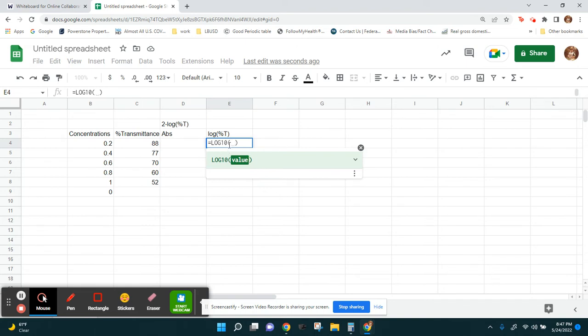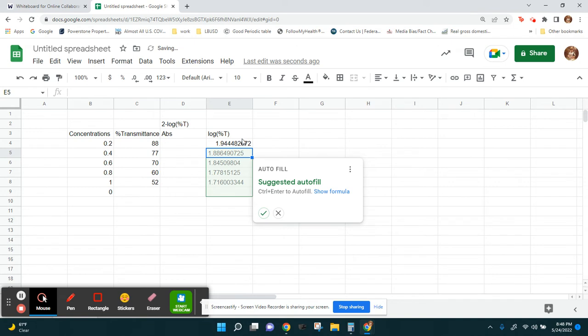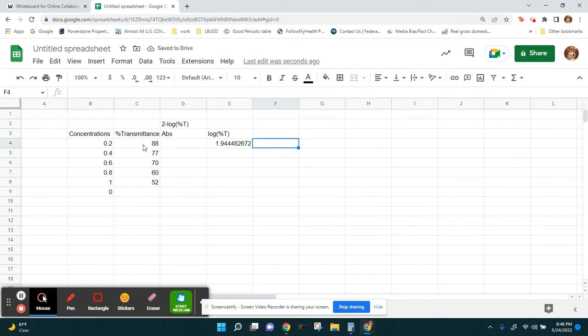And then it's asking you log of what. So you can highlight this cell, or you can type in C4, and it tells you what the answer would be right there. And if you hit enter, that's your logarithm of 88, 1.94. In other words, 10 to the 1.944, whatever that number is, is equal to 88. And then in order to get the logarithms of everything else here, you can copy and paste all the way down, and it'll give you the logarithms of these numbers here.